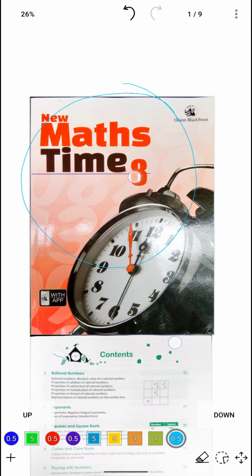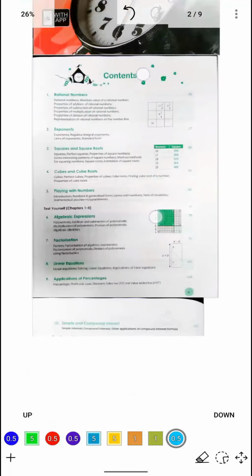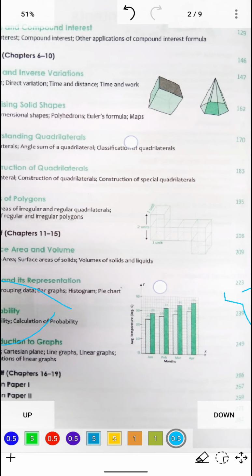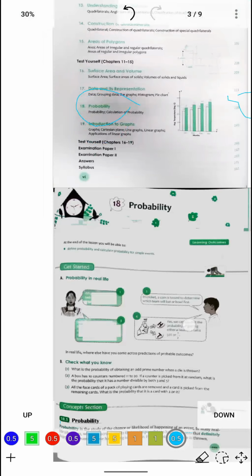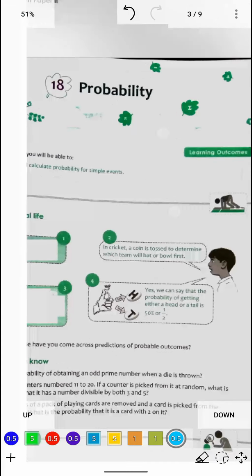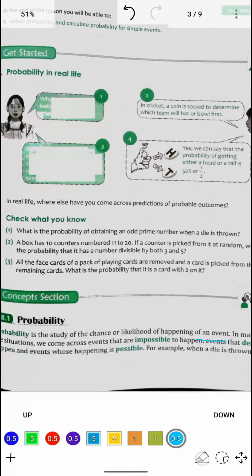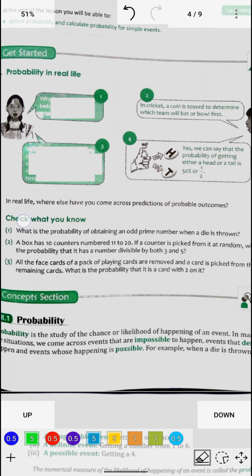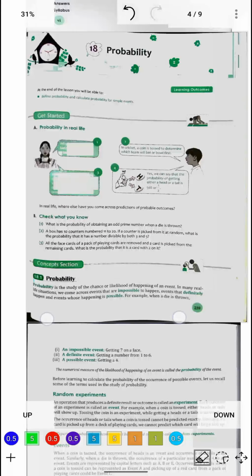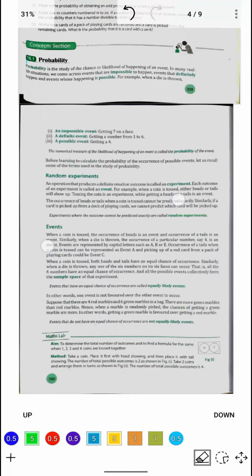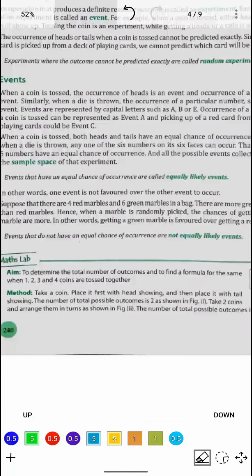In part 1 I have already told you that this is the book that I am referring to for class 8, as it is provided by the particular school. Here is the chapter Probability, and this is page number 239. In the last video, I discussed the basics of probability. Now in this video I'm going to discuss examples and more about how to calculate probability.